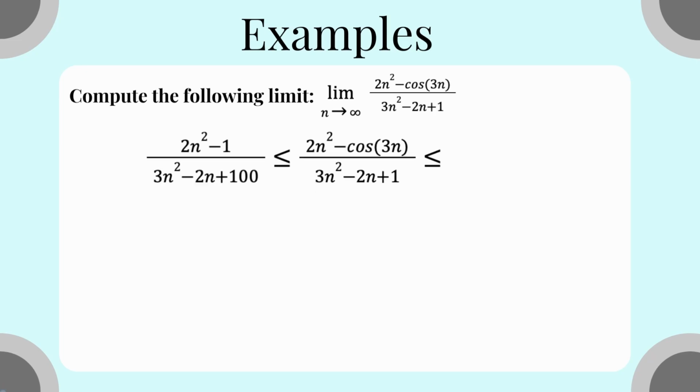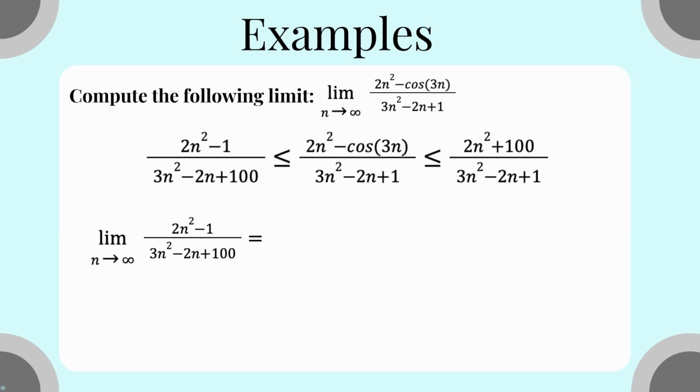Firstly, we need to find the smaller or equal sequence. We can find it by replacing cosine with 1 because it is the smallest value of cosine. And to make sure that our sequence is smaller, we can also add 100 to the denominator. Then we have to find the bigger or equal sequence. We can find it by replacing cosine with 100, because then we are sure that our limit will be bigger, since the biggest value of cosine is 1.